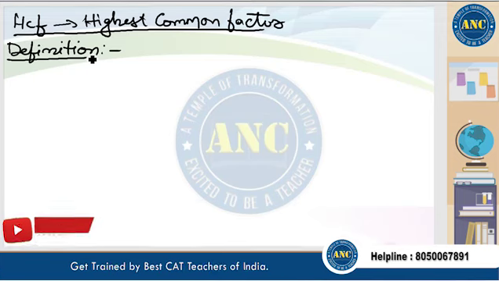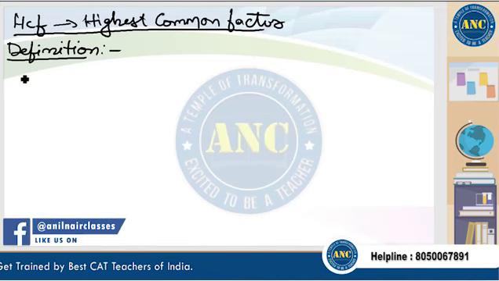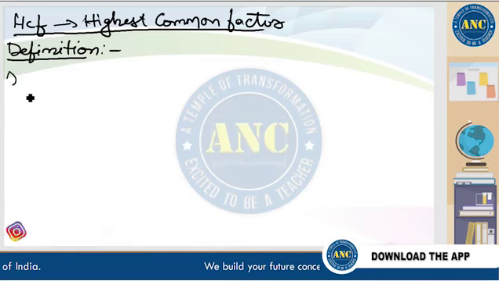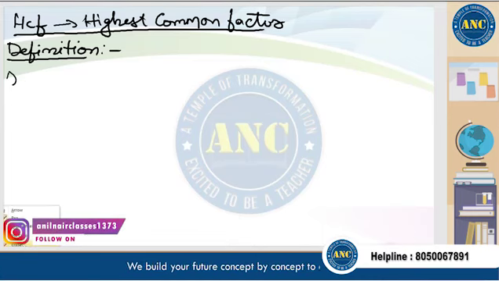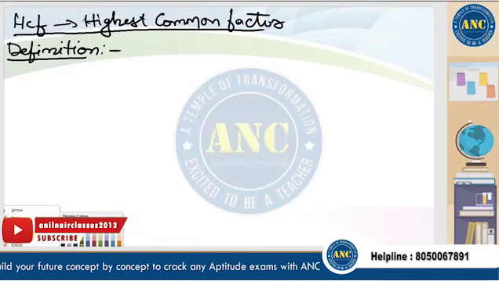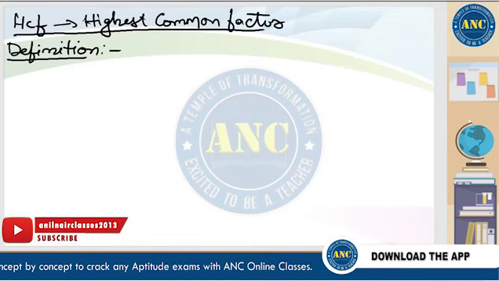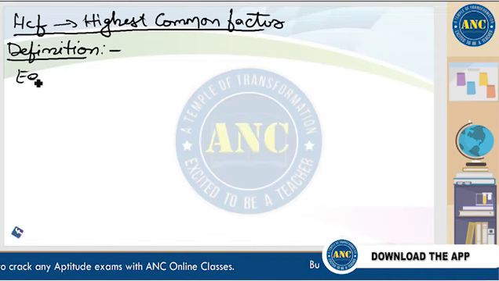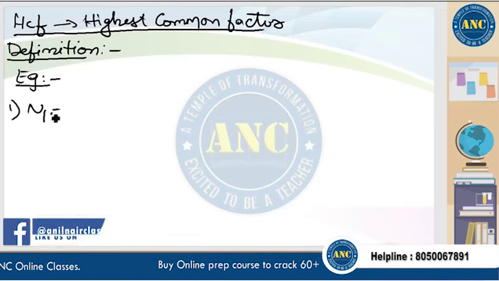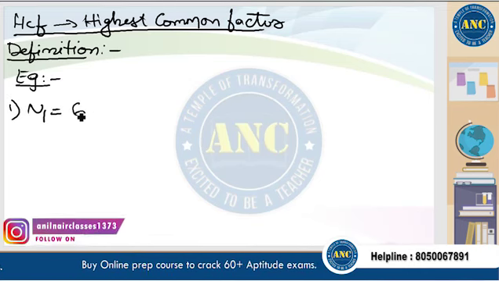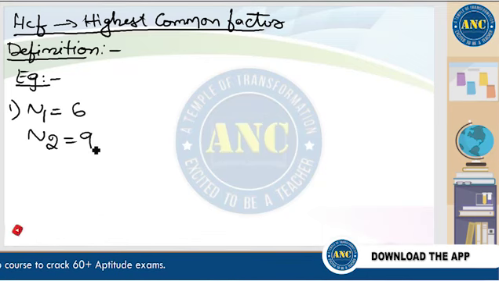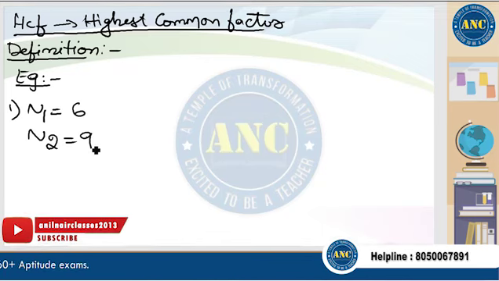Definition. Now, highest common factor. Suppose there are two numbers. Let me take the first example. I will take two examples. Let me take two random natural numbers. Let me call it as n1 equivalent to 6, n2 equivalent to 9. These are two random natural numbers.